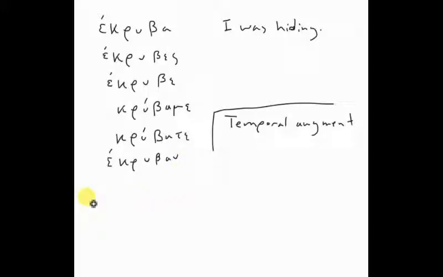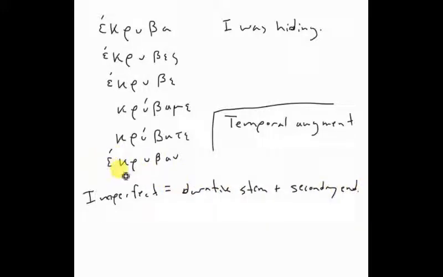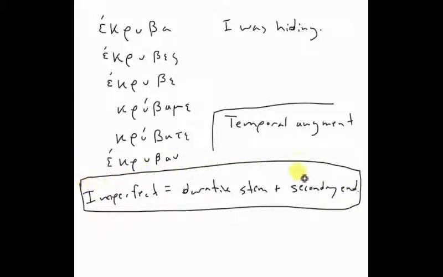So if we make our little formula, we can say that the imperfect is equal to the durative stem plus secondary endings. And we don't need to mention the epsilon in our formula because it is implied, since it is a secondary sequence of tenses. And we'll see more of it as we go. So the imperfect is the durative stem plus the secondary endings.